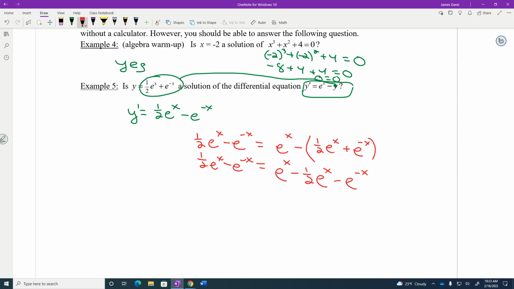Alright, and then looking for like terms, they have to have the same exponent to be like terms. These two do have the same exponent. Right, they're both e to the x. So 1 e to the x minus 1/2 e to the x would then be 1/2 e to the x minus e to the negative x, which is what we have on the other side.